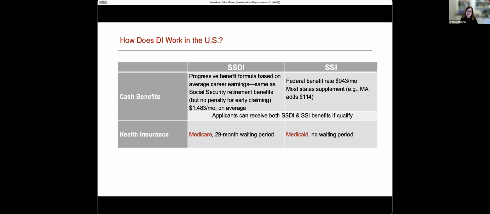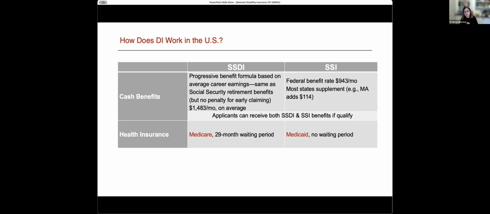So SSDI has what we call a progressive benefit formula based on average career earnings. And here's the important thing for those of you who heard Gopi's lecture a few weeks ago. It's the same as those Social Security retirement benefits. It's just you're getting them at whatever age you became disabled. An average benefit is about $1,400 a month for the SSDI benefit.